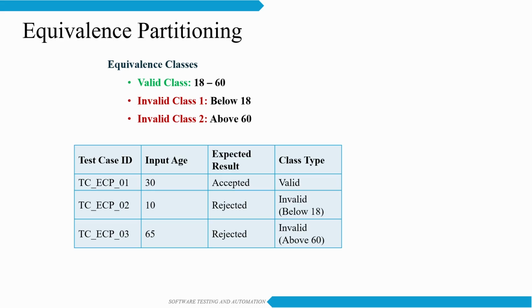I am creating another equivalence class partitioning test case, number 2, with the input as 10, and the expected result is that it should be rejected. And then if the input age is 65, it also shows the expected result as rejected, and this is also the invalid class type. So this is how you write the test cases for equivalence partitioning.